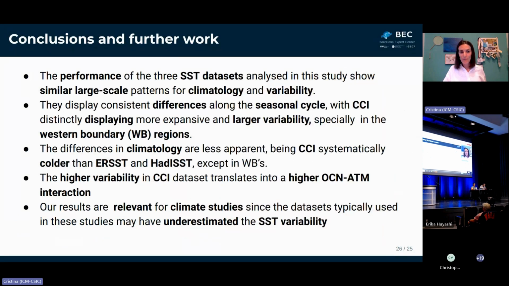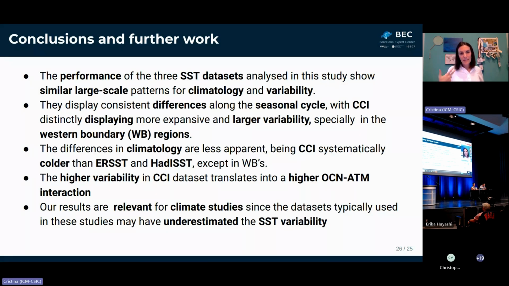And so for wrapping up and concluding, we have seen that the performance of the three data sets analyzed in this study show similar large-scale patterns for climatology and variability, but they display consistent differences along the seasonal cycle, with CCI displaying more expansive and larger variability, especially in the western boundary regions. The differences in climatology are less apparent, but CCI is systematically colder than the other two climate-oriented data sets, except, once more, in the western boundary regions.